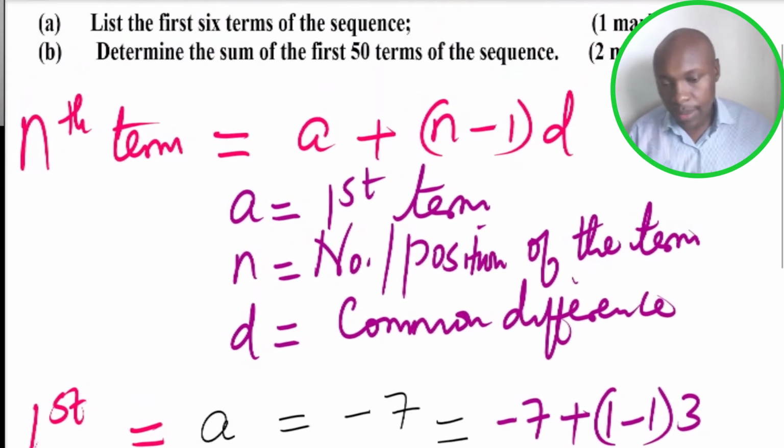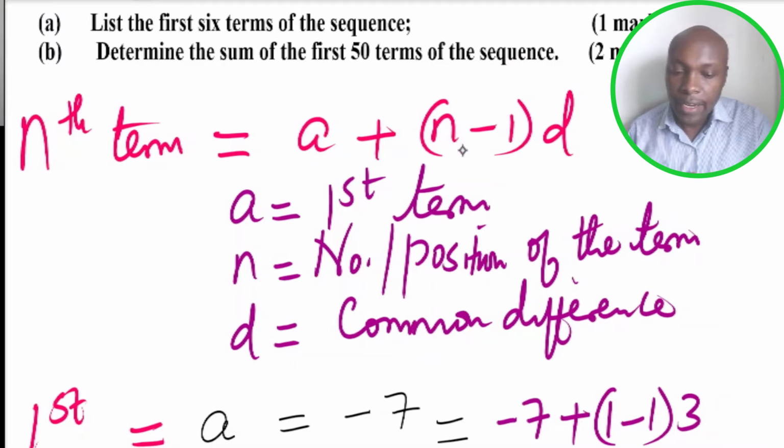If you're getting the second term, we are going to substitute n with 2. If it is the third term, n will be 3. If it is the fourth term, n will be 4. If it is the fifth term, n will be 5, and so on and so forth.